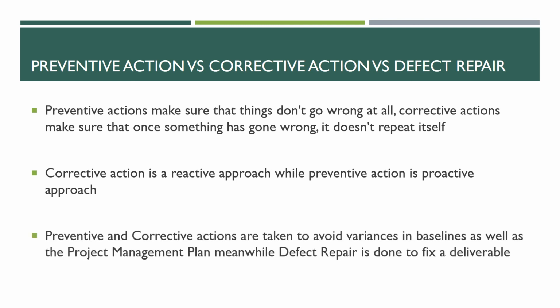Now, preventive and corrective actions are taken to avoid variances in baselines as well as the project management plan. Meanwhile, defect repair is done to fix a deliverable. So if there's a fix required in the deliverable, that's where your defect repair comes into the picture. But if your baselines or your project management plan change, that is where preventive and corrective actions play a vital role.